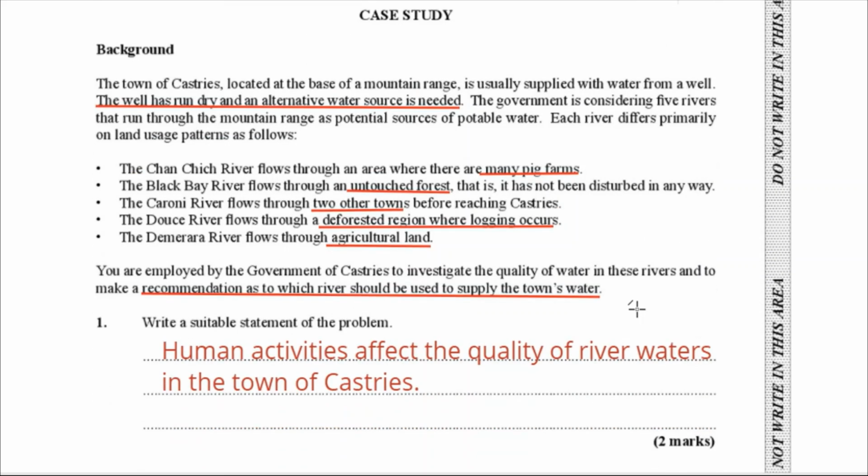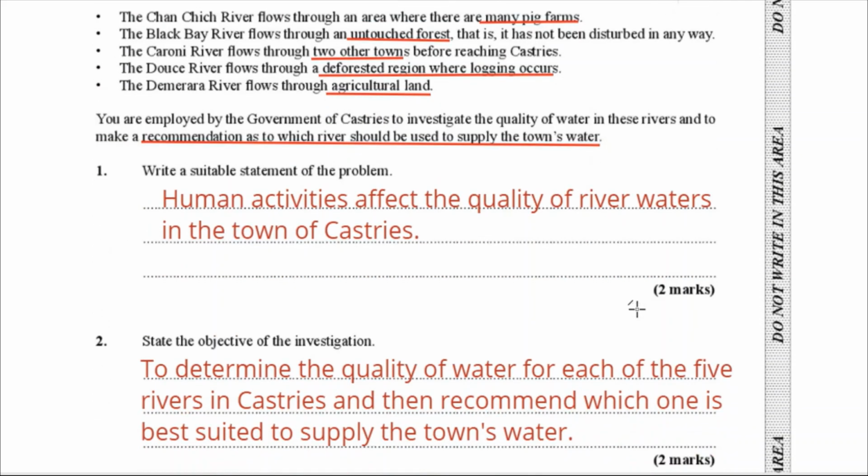So the second question says state the objective of the investigation. What are we trying to find out? What are we trying to determine? Why are we carrying out this investigation? So we're trying to determine the quality of water for each of the 5 rivers in Castries, and then make a recommendation for which one will be best suited to supply the town's water. So that's the whole purpose of the investigation. So that would answer question 2.